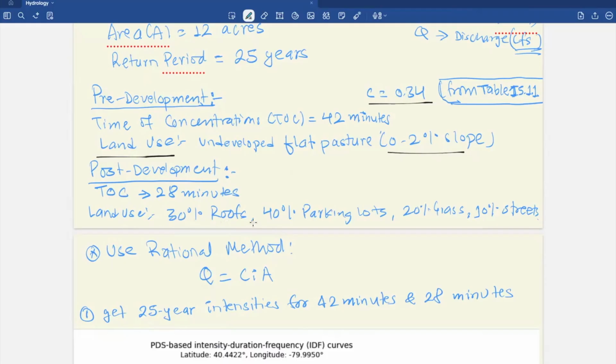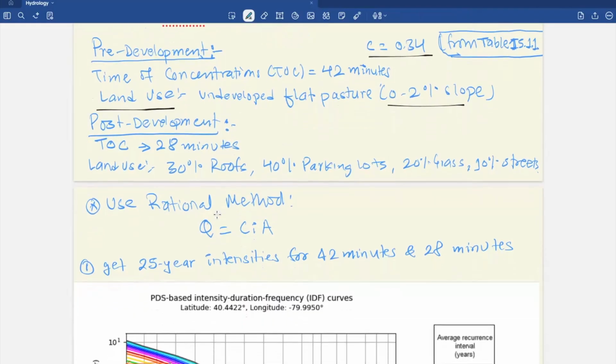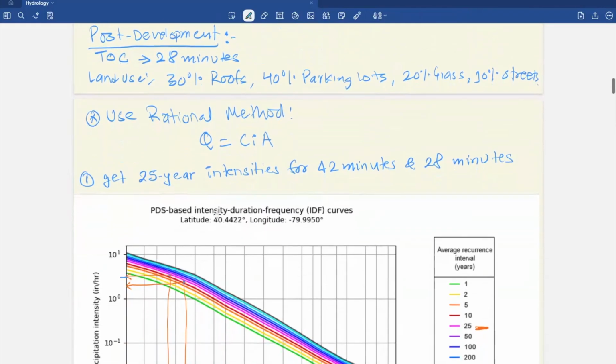Land use is 30% roof, 40% parking lots, 20% grass, 10% grass. So we will be using all these land uses and making a combined weighted C. In the case of pre-development, it is a single land use, so we use C equal to 0.34 directly. For post-development we have four different land uses, so we need to combine them and create a single combined weight. And we will be using our rational method, which I already explained. So we need to get the 25-year intensities for 42 minutes and 28 minutes.